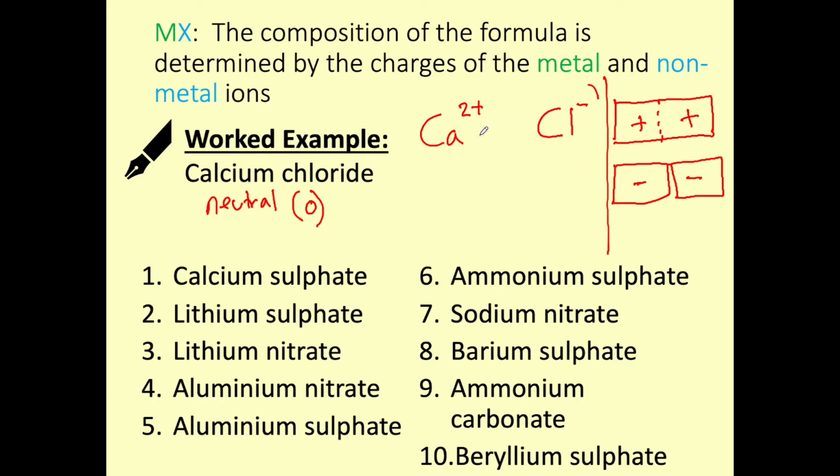The other way you can do it is the crossover method. So you look at the number of each charge, where there's no number that indicates a 1, and you cross them over, so you then get Ca1, so we don't write it, and then Cl2. Be careful though, because we want to make sure that these are the simplest ratios. So if it was a 2 and a 2, we wouldn't write 2 and 2, we would want it to be a 1 and a 1. So can you pause the video whilst you have a go at the 10 examples below?